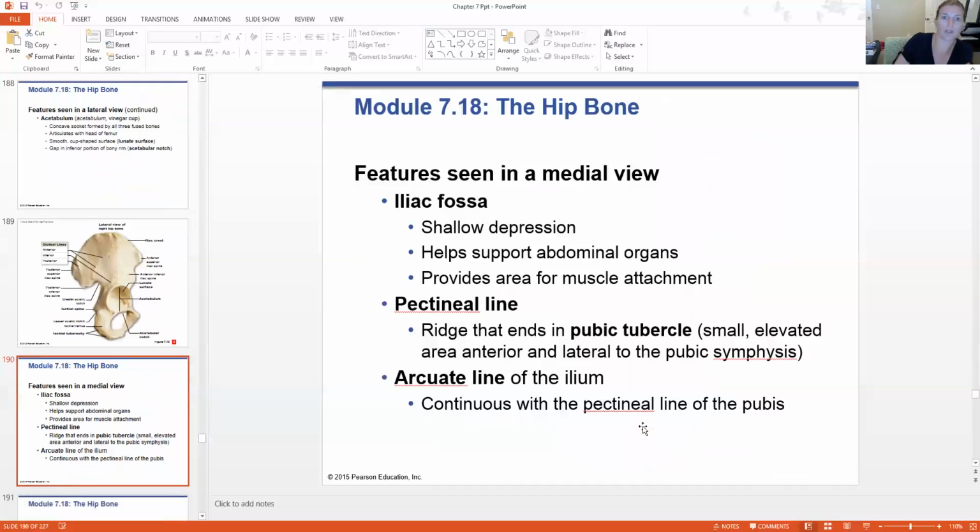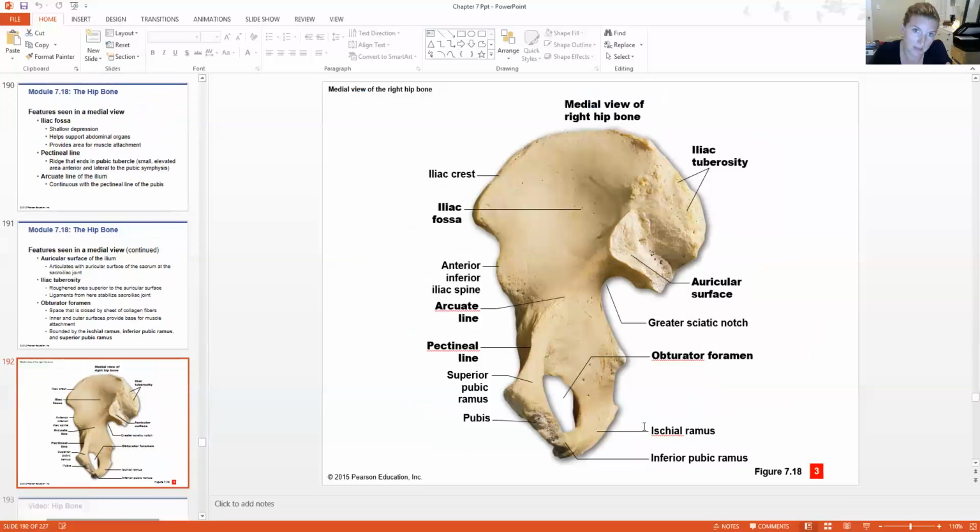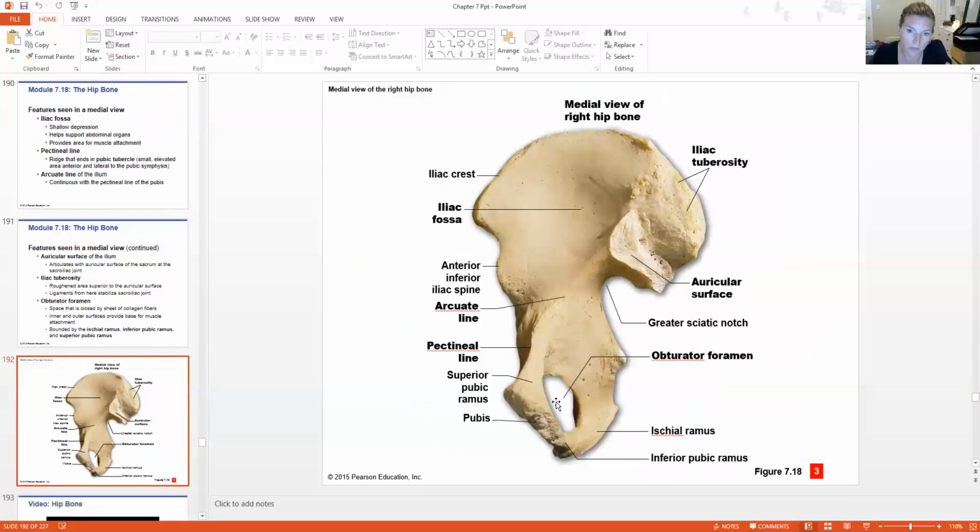And let's keep going. Iliac fossa, pectineal line, arcuate line. These are all more features that you would see from the medial side. Articular surface, iliac tuberosity, and obturator foramen, that's the big hole. It's bound by the ischial ramus, inferior pubic ramus, and superior pubic ramus. So you can see that obturator foramen right here, the big old hole.